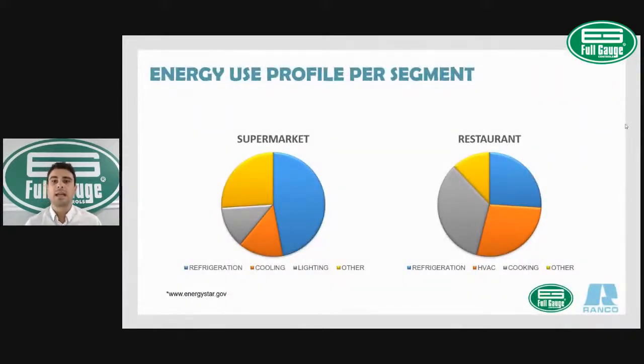Refrigeration equipment is responsible for over 25% of the total energy consumption in a restaurant. When we look at supermarkets, that ratio increases to almost 50%. Refrigeration systems are responsible for up to 50% of the total energy consumption in supermarkets. Defrost cycles can actually represent up to 15% of the total consumption of your refrigeration equipment.